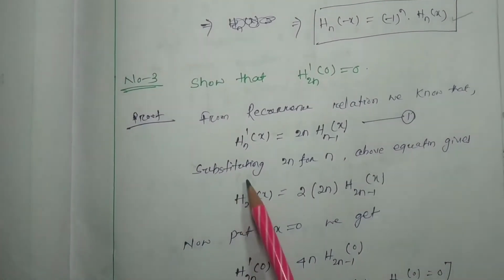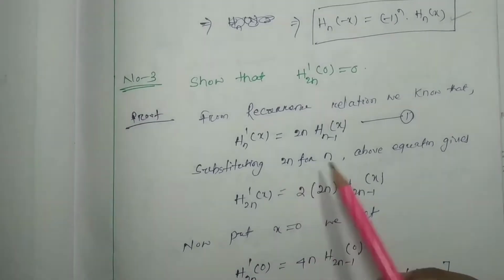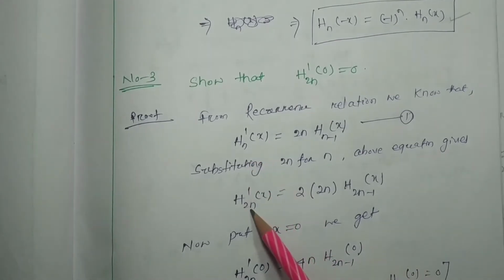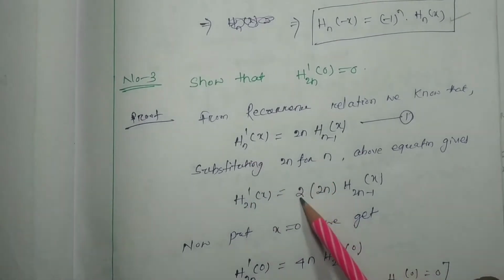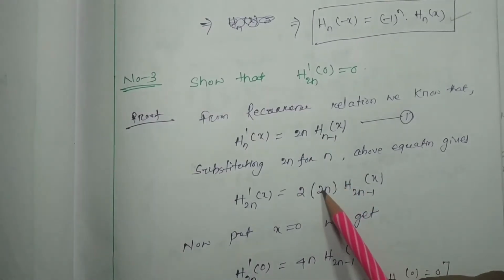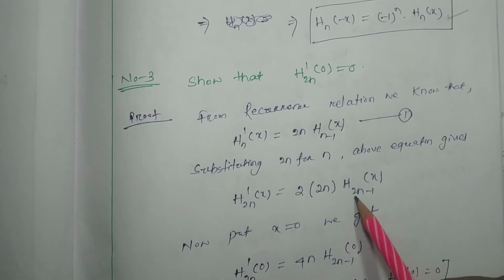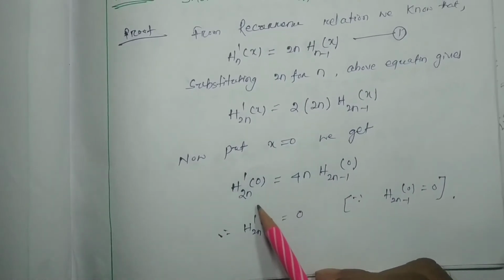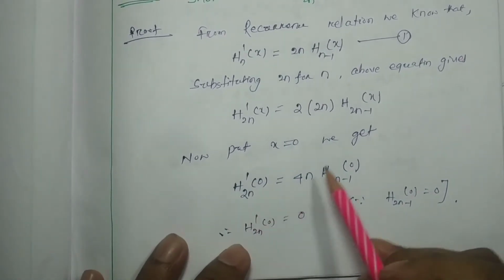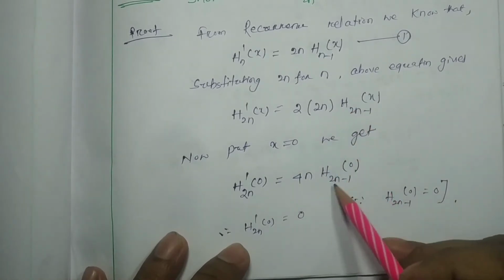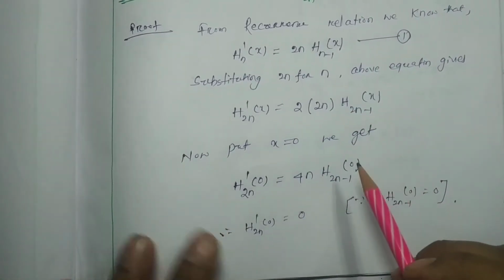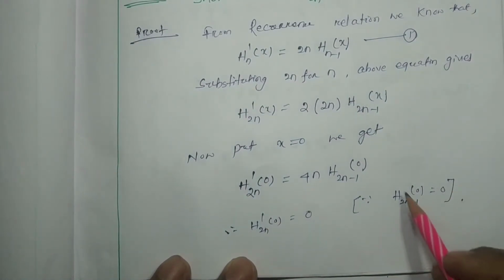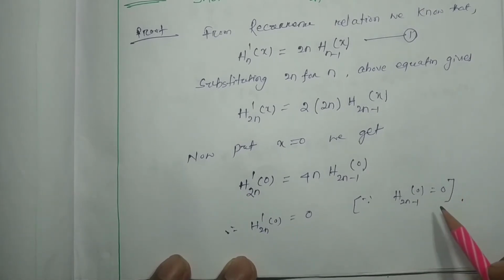Now we have to substitute 2n for n in the above equation. Then what we are going to get here, n we are going to consider 2n. So H2n dash x equal to 2 into n, which will be considered as 2n, 2n minus 1 x. Now we have to put x equal to 0. Then it will be H2n dash 0 is equal to 2 into 2, that is 4n, H2n minus 1 x equal to 0. Okay, so that implies H2n dash 0 will be equal to 0 because H2n minus 1 0 will always be equal to 0.